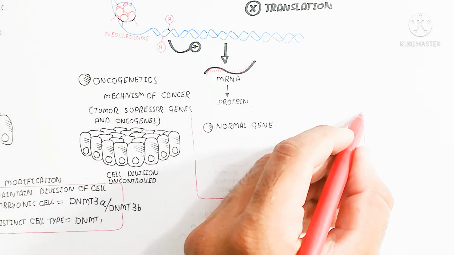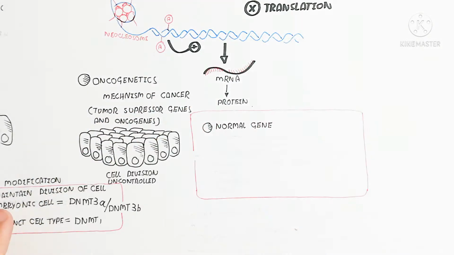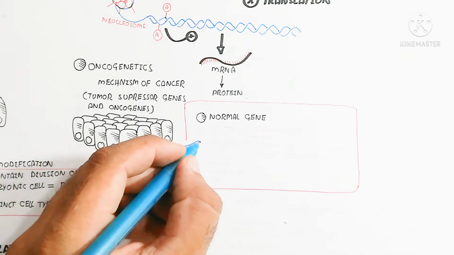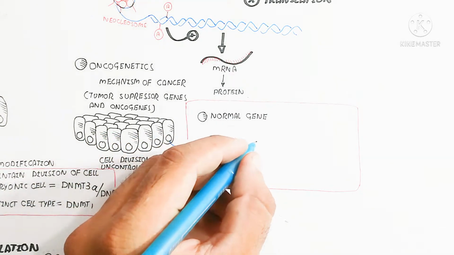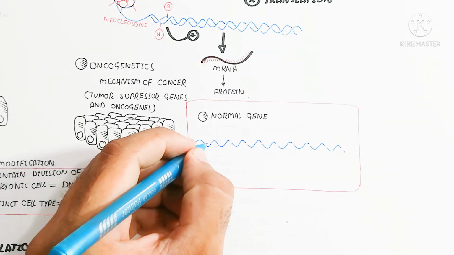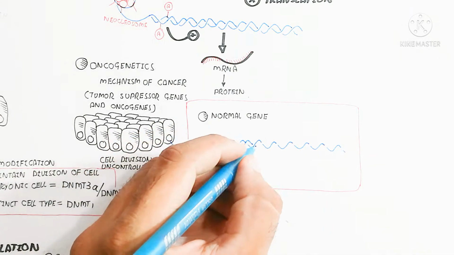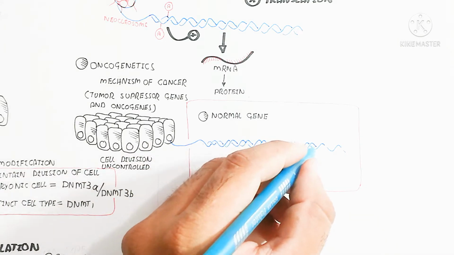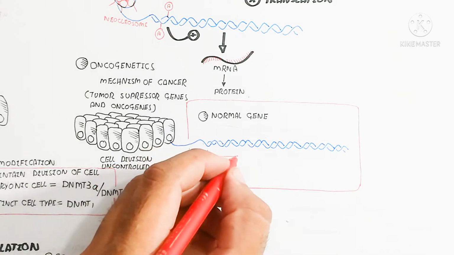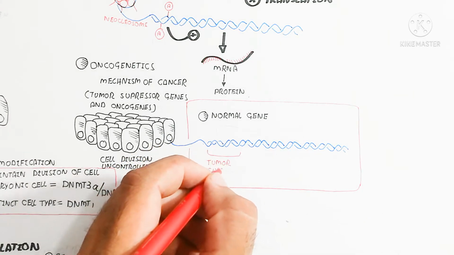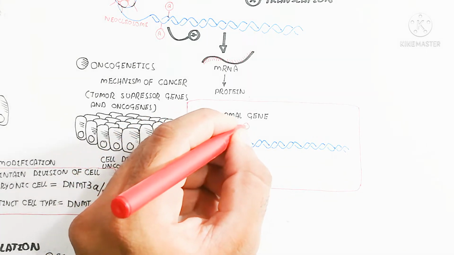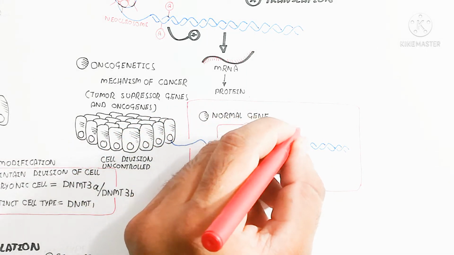So that is the normal gene. This normal gene is basically the tumor suppressor gene, which leads to inhibiting the oncogene. So when the tumor suppressor gene is inactive, it will not control the oncogenes. When the tumor suppressor gene is active, it means acetylation will occur.